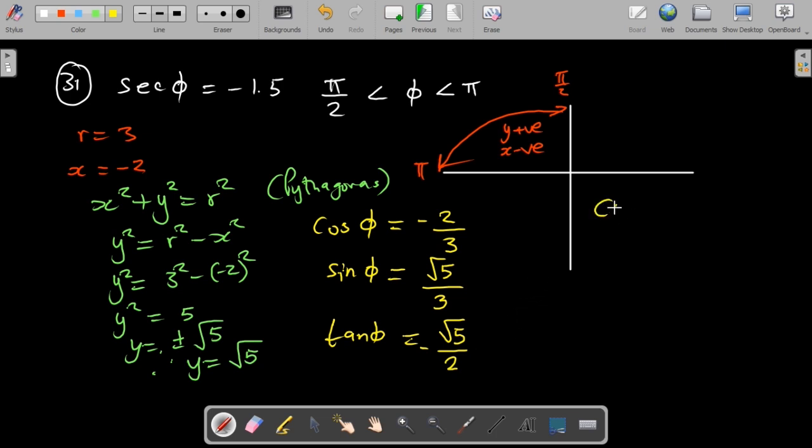Then we have cosec of phi. Cosec is the reciprocal of sine, which means you're now going to have the reciprocal of this, which is 3 over square root of 5. And finally, cot of phi is the reciprocal of tan, which means you're going to have the reciprocal of this value, that is negative 2 over square root of 5. If you want to rationalize, feel free to do so, but these are the base answers.